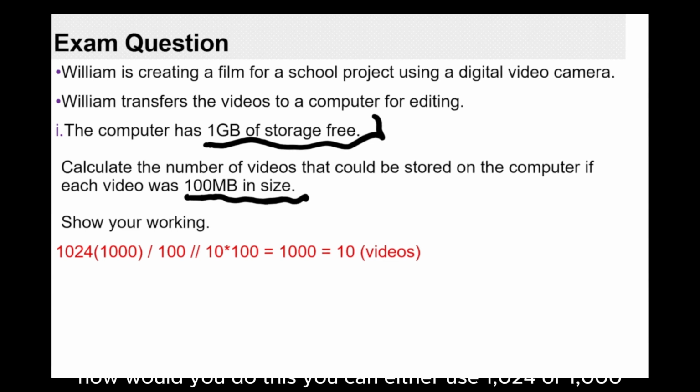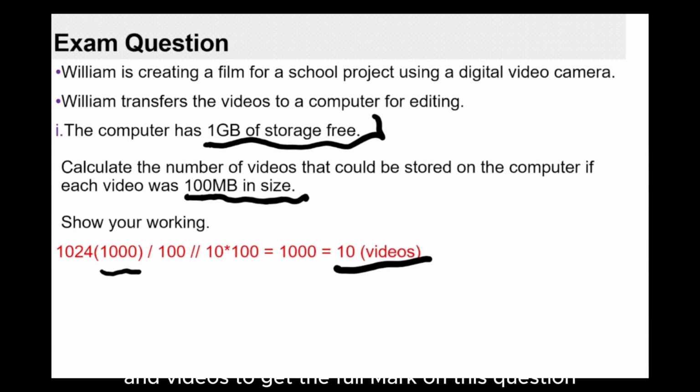How would you do this? You can either use 1024 or 1000. I have mentioned that before. Divide that by 100, then you will have 10. Multiply that by 100 equals 1000. That is 10 videos. It's important you write 10 videos to get the full marks on this question.